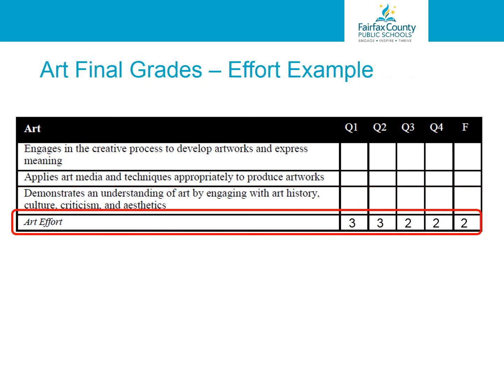For art effort, this student earned a 3 in quarter 1 and quarter 2 because he usually participated in class discussions, used time constructively, followed routines, and worked effectively in groups. He earned a 2 in quarters 3 and 4. Note that the student seems to be trending down in demonstrating effort. While he's still sometimes demonstrating this skill, his consistency has diminished. The student receives a final effort mark of 2 based on the downward trend in the teacher's anecdotal record keeping.